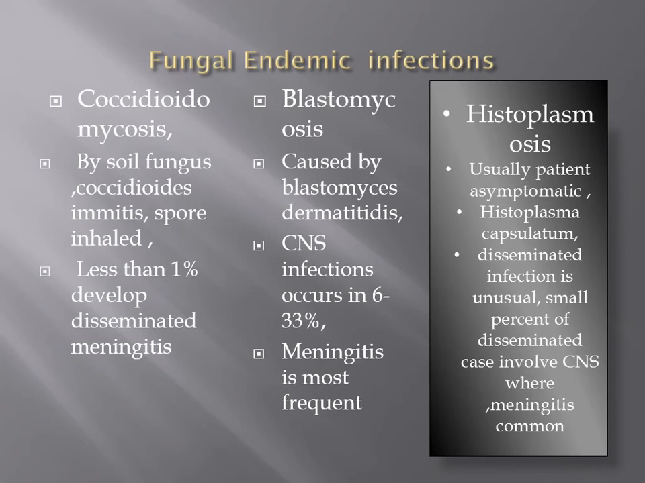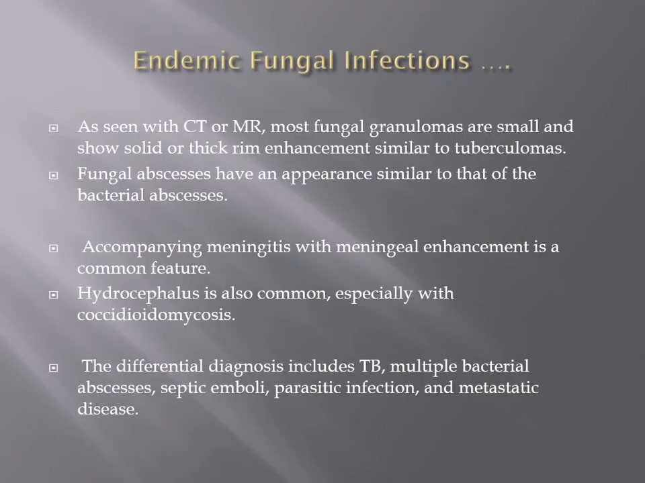Histoplasmosis is usually asymptomatic. Histoplasma is caused by Histoplasma capsulatum, and disseminated infection is unusual. A small percent of disseminated cases involve the central nervous system, where meningitis is common. Endemic fungal infection as seen with CT or MRI: most fungal granulomas are small and show solid or thick rim enhancement similar to tuberculomas. Fungal abscesses have an appearance similar to that of bacterial abscesses. Accompanying meningitis with meningeal enhancement is a common feature. Hydrocephalus is also common. The differential diagnosis includes TB, multiple bacterial abscesses, septic emboli, and parasitic infection.